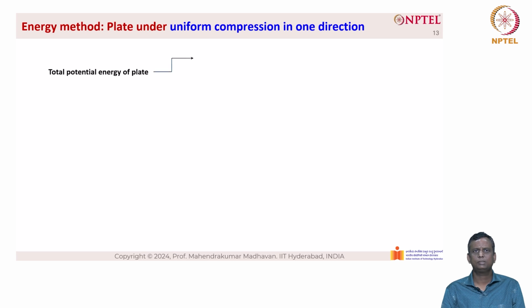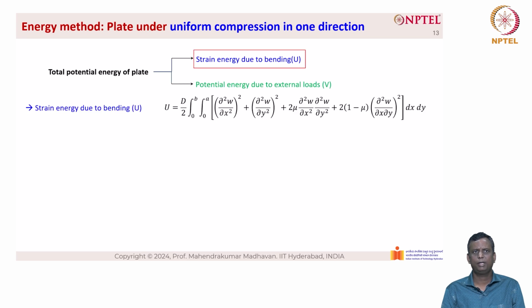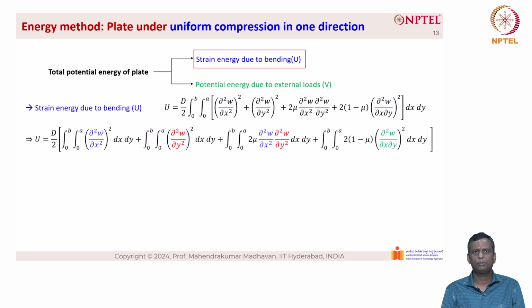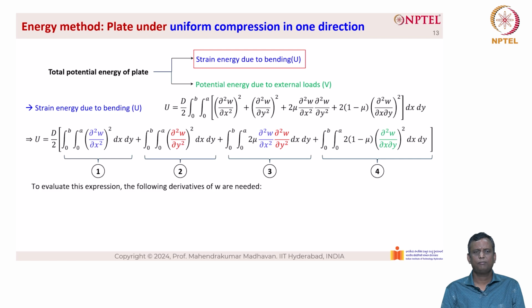So, the total potential energy of the plate is given as the strain energy due to bending U and the potential energy due to external loads V. Now let us look at the strain energy due to bending, which is a big equation here as you can see, and this can be solved by compartmentalizing the entire equation into 4 different parts. So, the first part is given here, and the second part is the second term, the third part and the fourth part. To evaluate this expression, the following derivatives of w are needed.